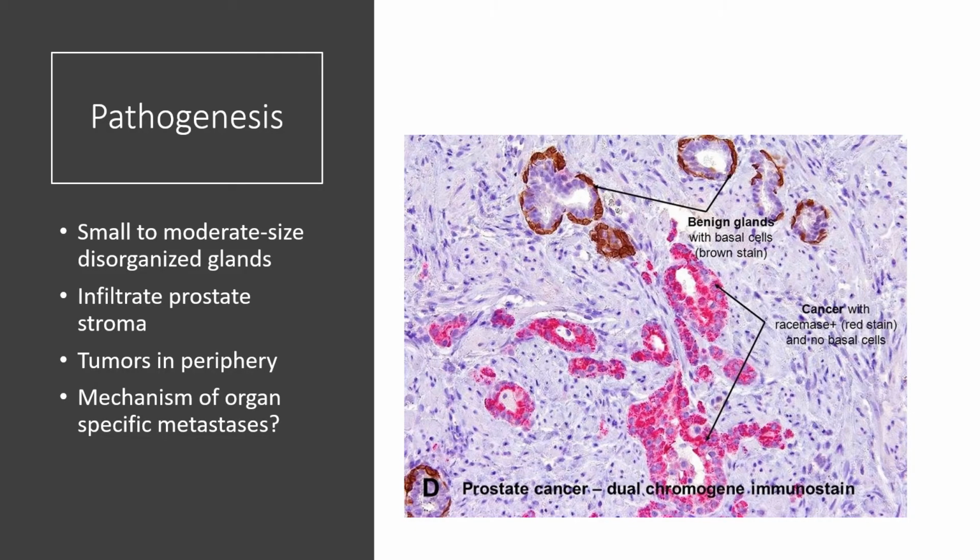And what you're going to see on histology is these disorganized, moderate-sized glands present throughout the prostate section. There's going to be an infiltrate of the prostate stroma, and systemically the patient may present with elevated levels of insulin growth factor and different types of antigens.